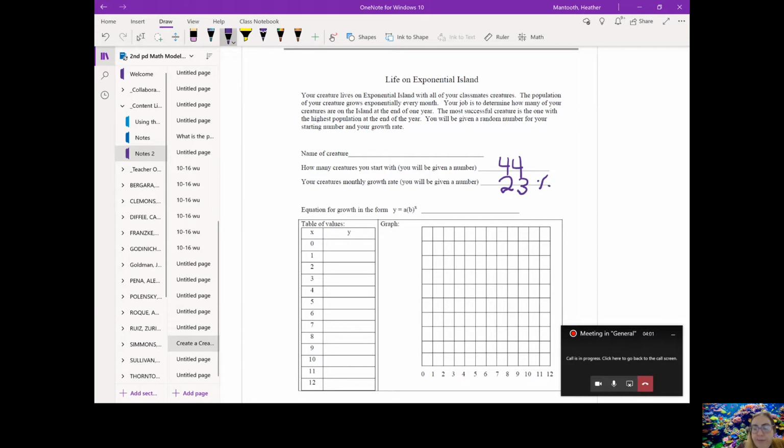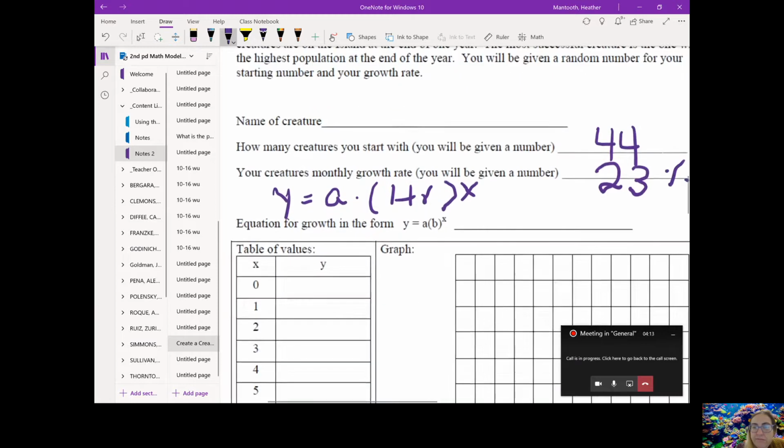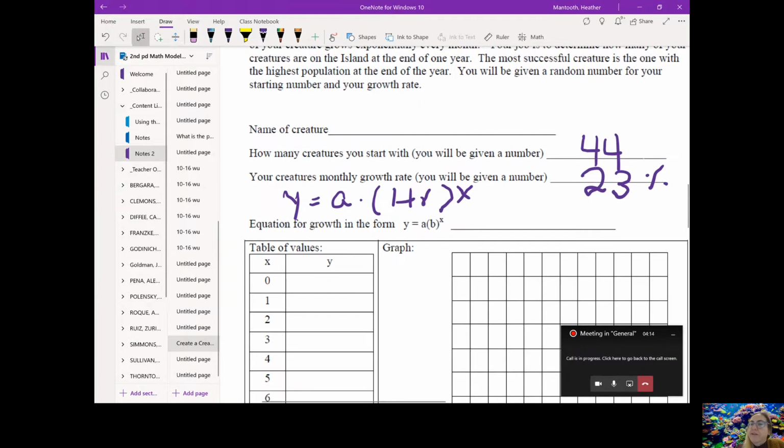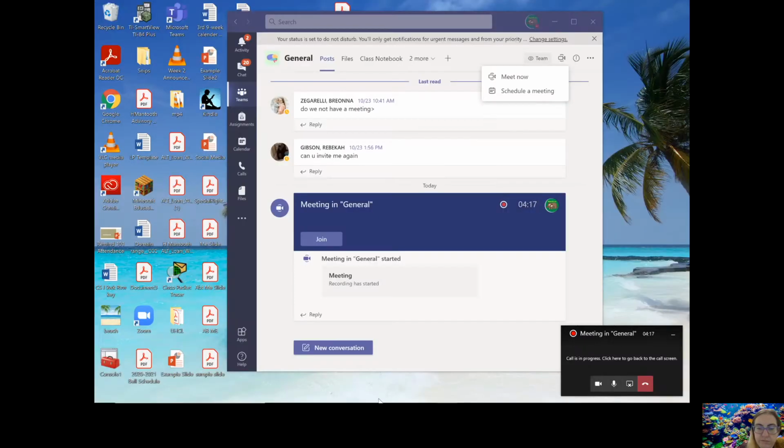So remembering back, this is exponential growth, right? Our exponential growth equation is y equals a times (1 plus r) to the x power, where a is our starting amount and r is our rate of growth written as a decimal. So notice that they want you to write the equation as y equals a times b to the x power. We'll get there. We'll plug into our exponential growth equation, and then we'll simplify it to be the version they want.